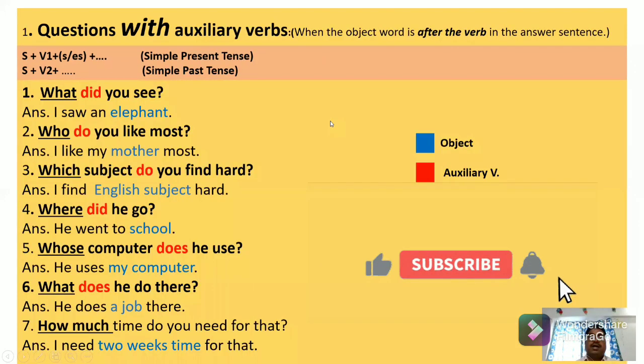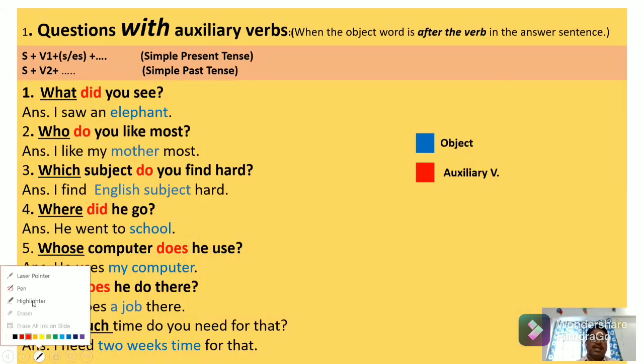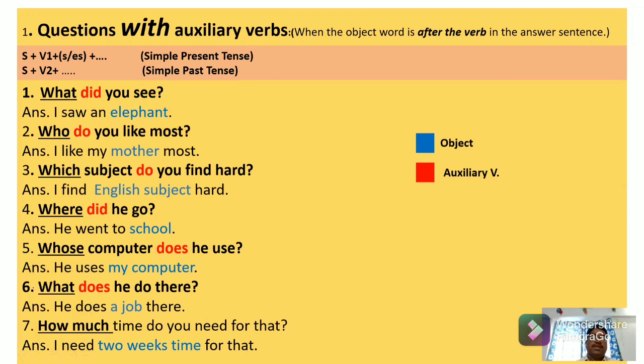Yes, and that will be grammatically correct. And if the object of the question word, or it could be information or any object of the question word, is coming after the main verb in the sentence, then what? Yes, that time we need an auxiliary verb to make the questions.